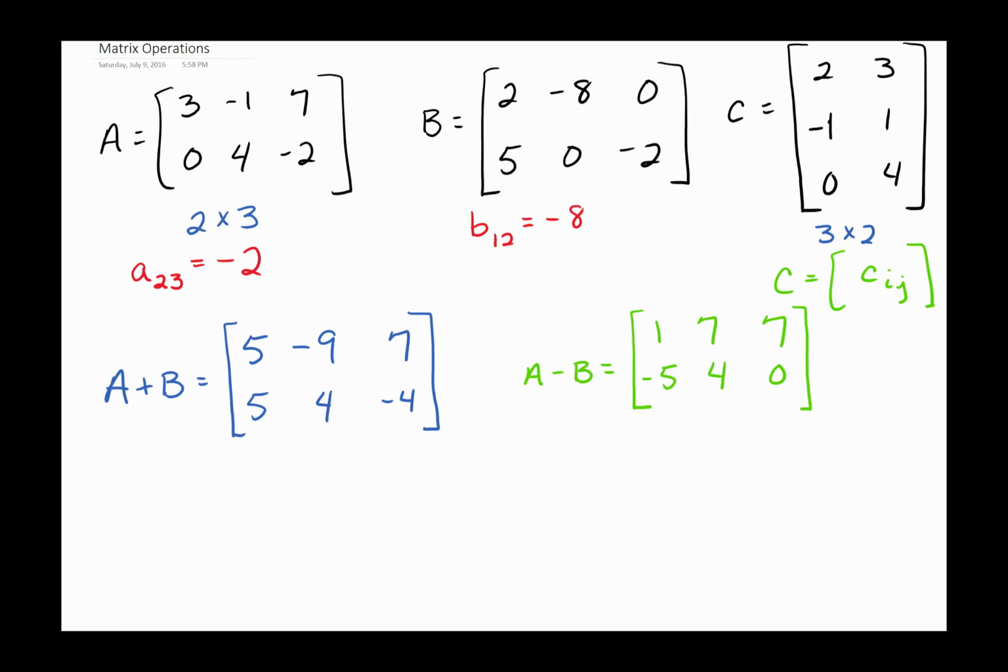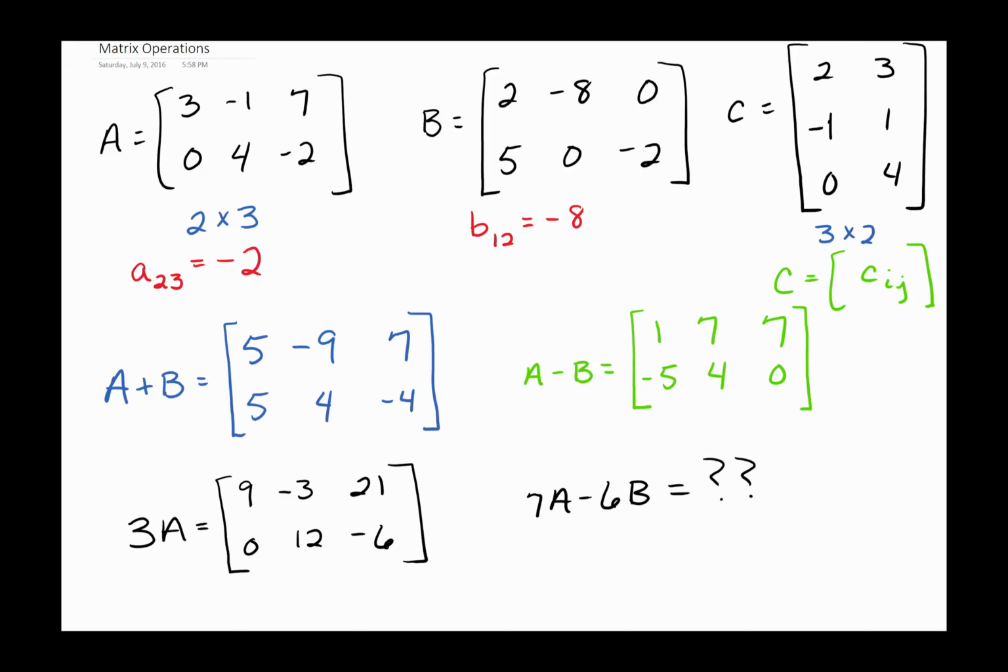Those two things are pretty simple. Before we get to matrix times matrix, we just need to mention we can do a scalar, so just a regular number times a matrix. It happens just as you would predict. 3 times the matrix A leads to 9, -3, 21, 0, 12, and -6. And so we can do that. And then we can do all kinds of combinations of that, right? 7A minus 6B. And we will leave that to the interested student.